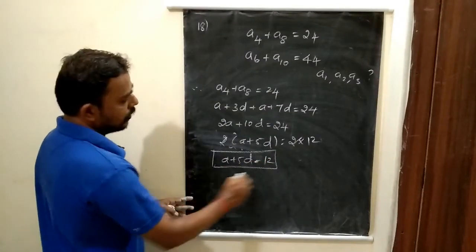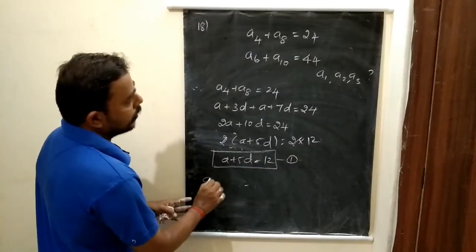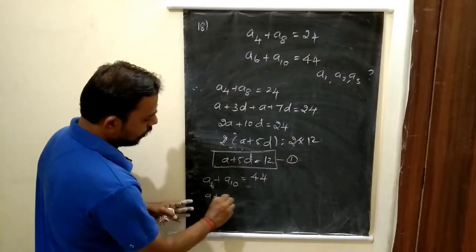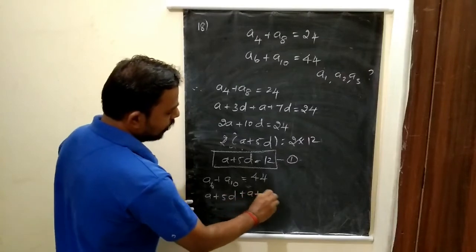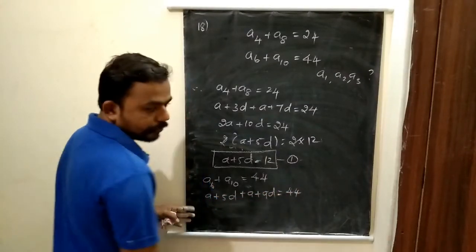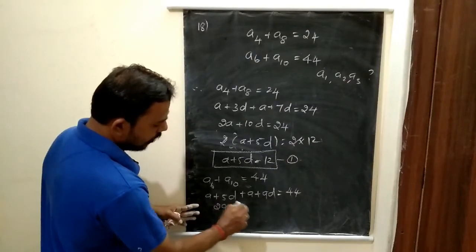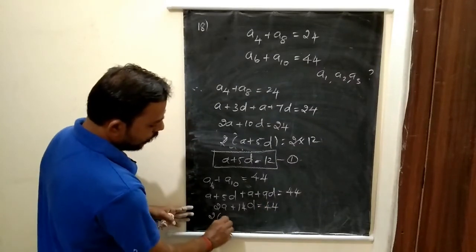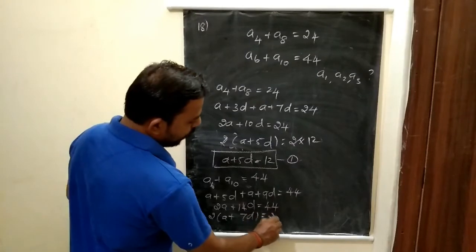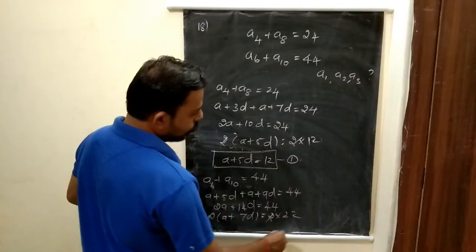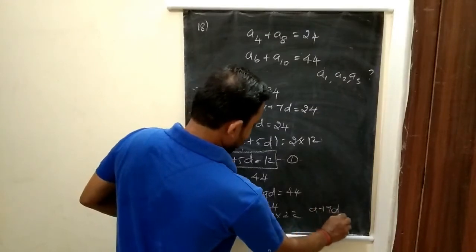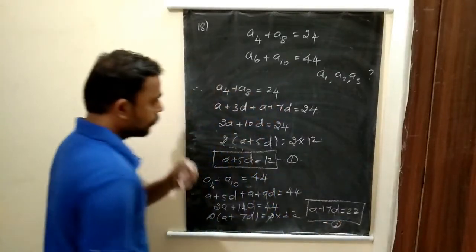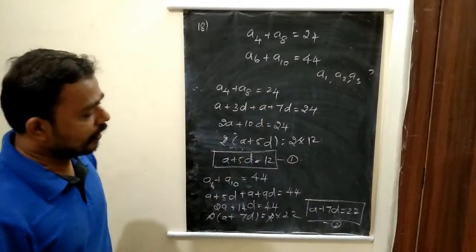Similarly, next. A6 plus A10 equal to 44. So A plus 5D and A plus 9D equal to 44. So 2A plus 14D equal to 44. Similarly, 2 into A plus 7D equal to 2 into 22. Cancel this 2. So A plus 7D equal to 22. This is the second equation.